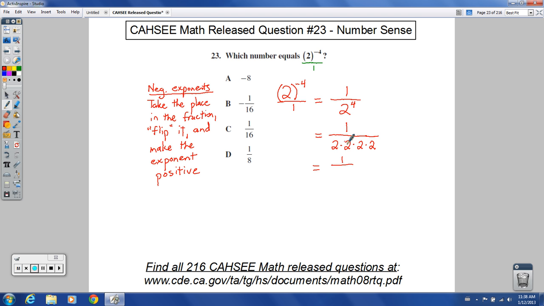And so you have 2 times 2 is 4. 4 times 2 is 8. 8 times 2 is 16. So your final answer, 1 over 16. That is choice C.